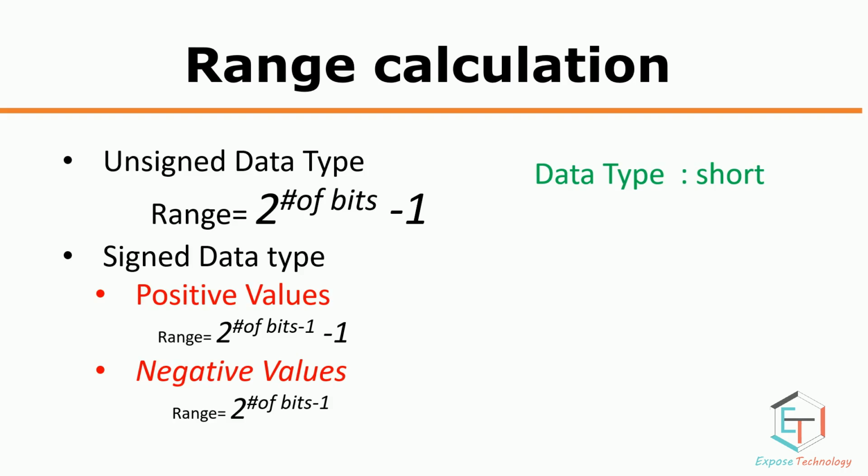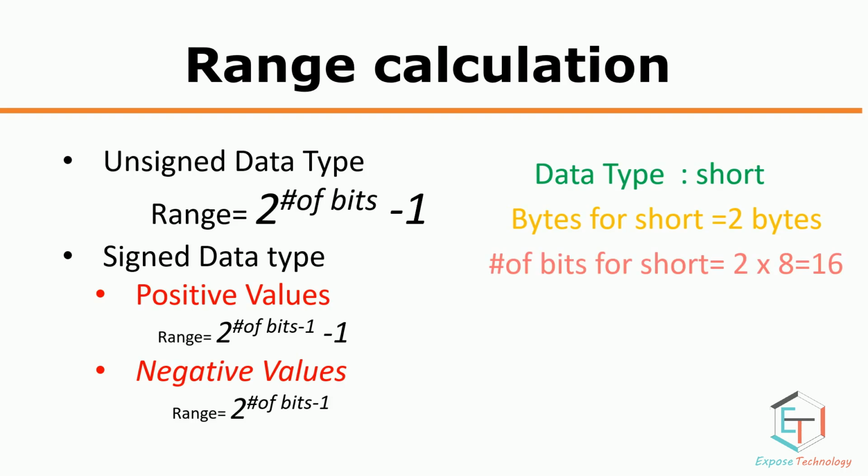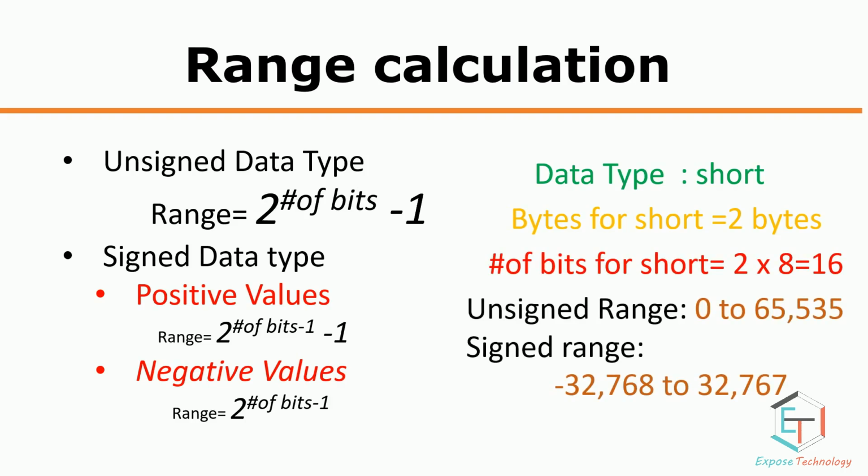Suppose we have the data type short, and we know from the previous slide that short contains 2 bytes. We also know that 1 byte contains 8 bits, so the total number of bits for short is 16. To calculate the range of short, we use the following formulas. On the left side, for unsigned, range is equal to 2 to the power of the number of bits, minus 1. It will give the range for positive values. To calculate positive and negative values as well, we use the remaining two formulas.